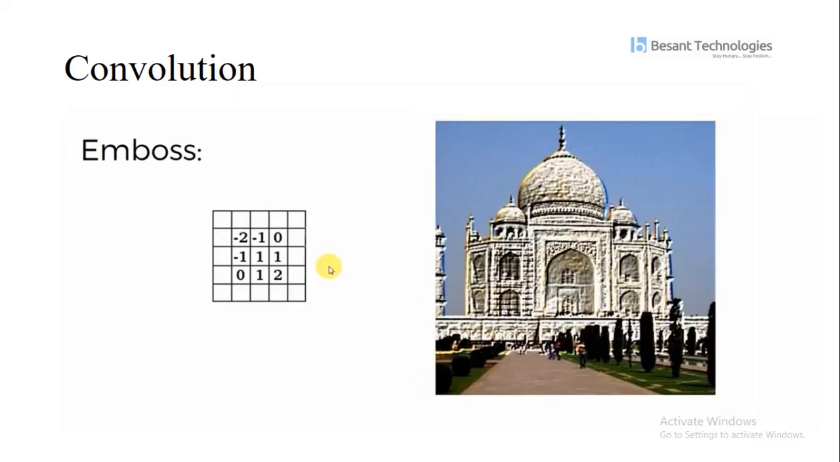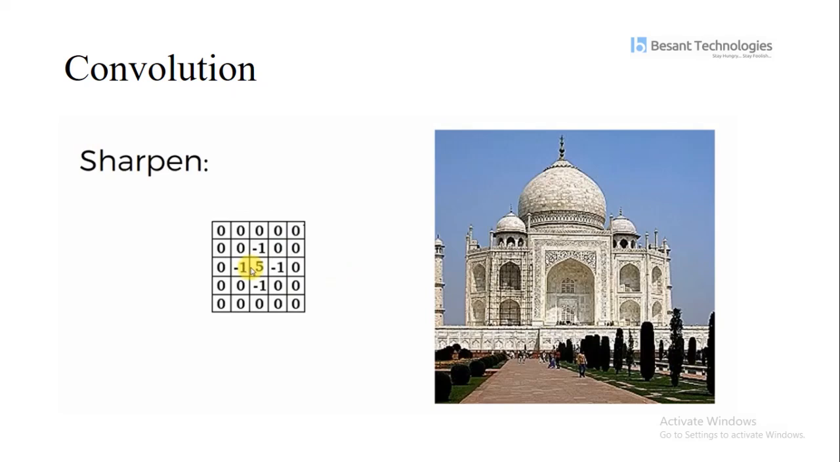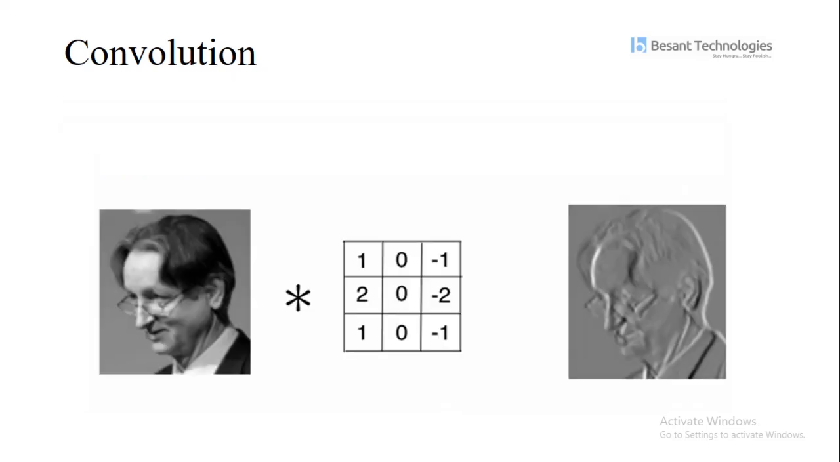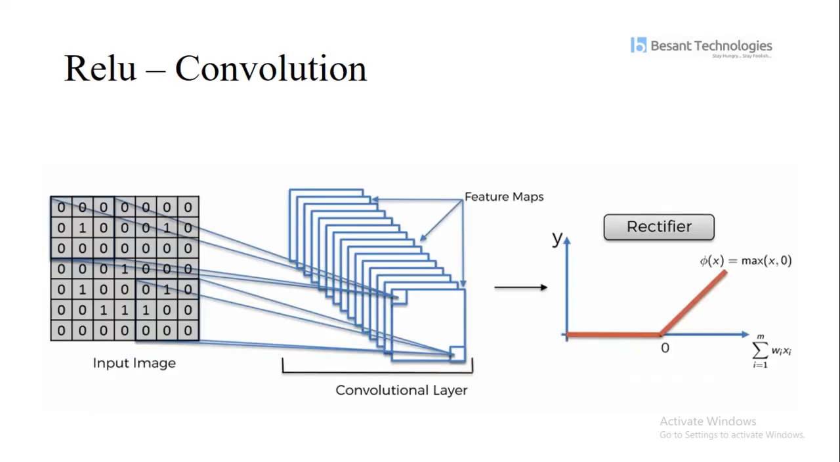And for emboss, an image which looks like this, we will be getting an output which exactly looks like this. And the next thing is sharpen. For sharpen, it is -1 -1 -1 -1 5. All this combination is our sharpen. So when you are applying this image with your feature detector, your image may look like this. This is how your convolutional layer will understand your image.